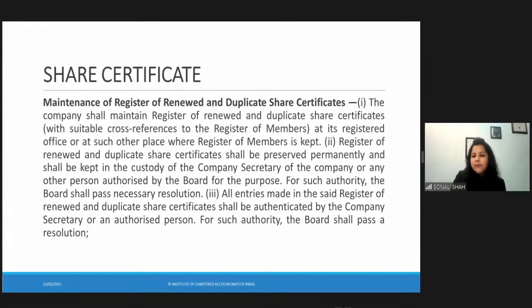Then later on, somebody else comes and claims that the duplicate share certificate was incorrect and Mr. B is the actual owner. In that case, the rights of Mr. B have to be protected. So if Mr. B is the actual owner, he will have to be indemnified for the losses that he has suffered. So this is the concept of indemnity here. Okay.